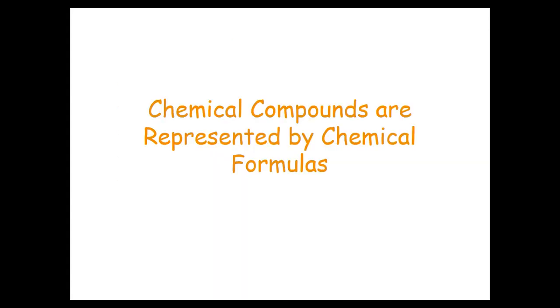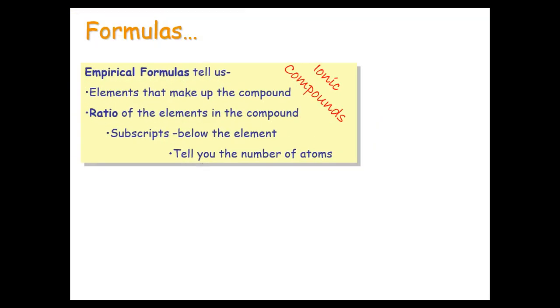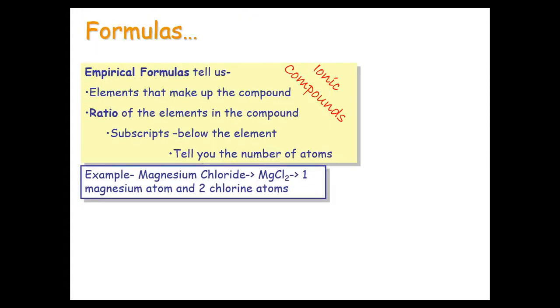So when writing compounds, we're going to be writing chemical formulas. So I want to go over the first type of chemical formula that we'll be using. So first type are empirical formulas. This just tells you the ratio of elements in the compound. So subscripts below the element tell you the ratio. So if you look here, we have magnesium chloride. Chlorine has a subscript of 2, which means that there's a ratio of 2 chlorine atoms for every magnesium atom. So the empirical formulas will always be the lowest whole number ratio.